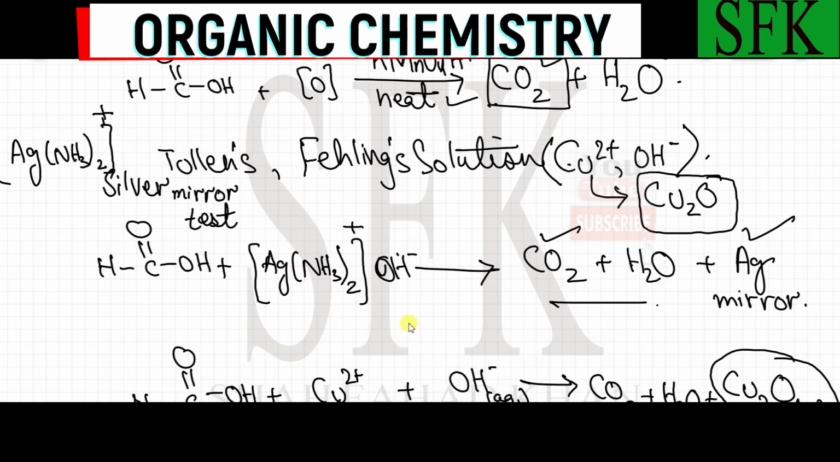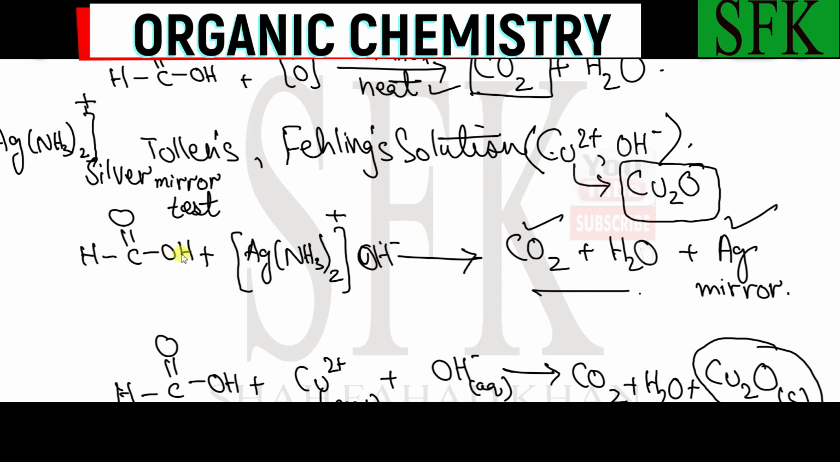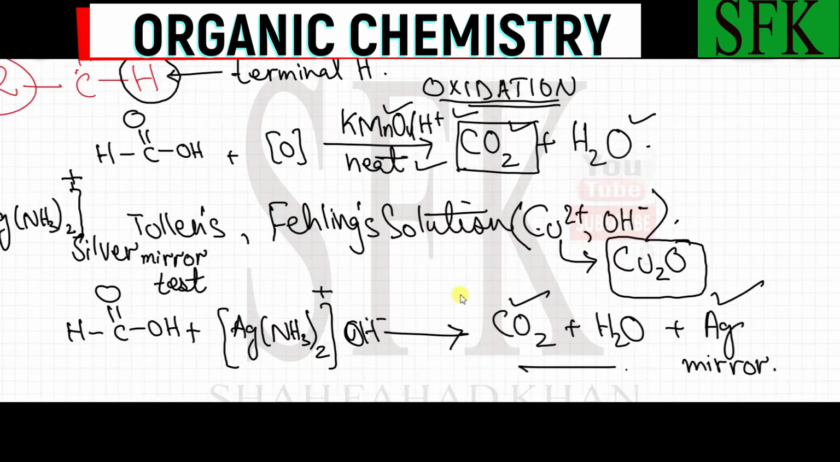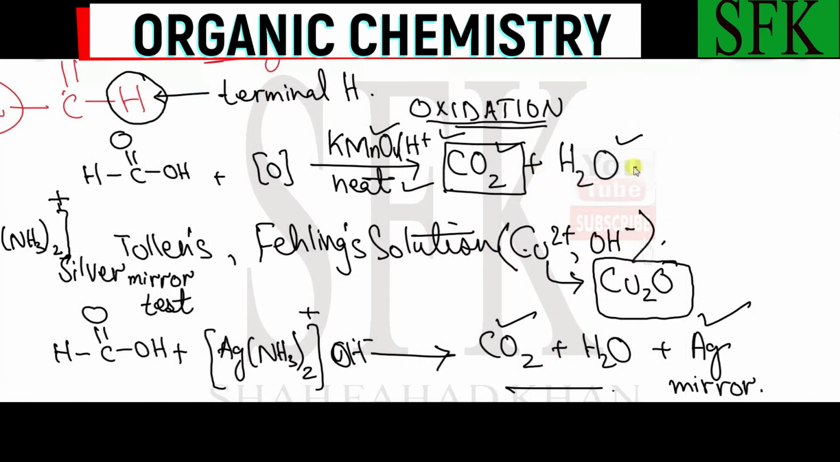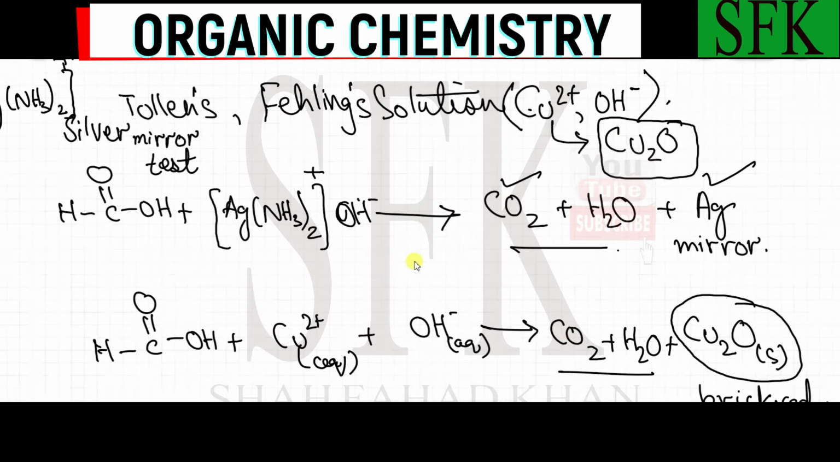And then I've made a few equations over here. So then again, methanoic acid combines with Tollens reagent to give carbon dioxide and water. Again, carbon dioxide and water. In oxidation, the products were carbon dioxide and water. Over here, this is basically an oxidation reaction, therefore it gives carbon dioxide and water again.